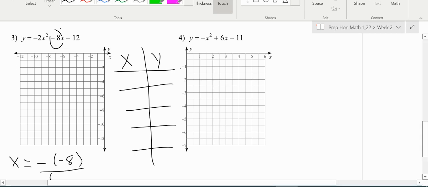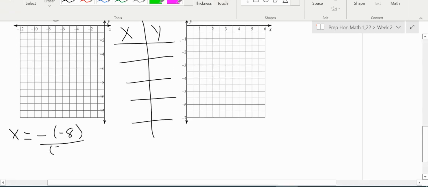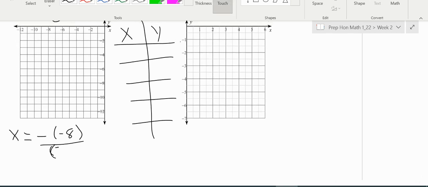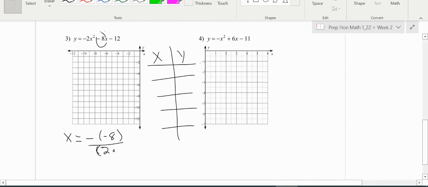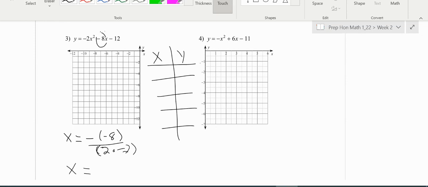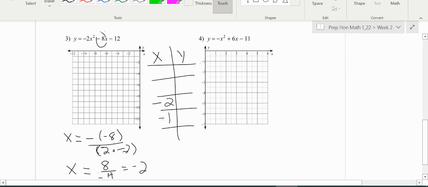over 2 times negative 2. So when I go ahead and simplify that, I'm going to get 8 over negative 4 or negative 2. So the middle point in my table is going to be negative 2. We're then going to pick some above and below. And then again, if we want to evaluate by hand, we can, or we can use our graphing calculator.